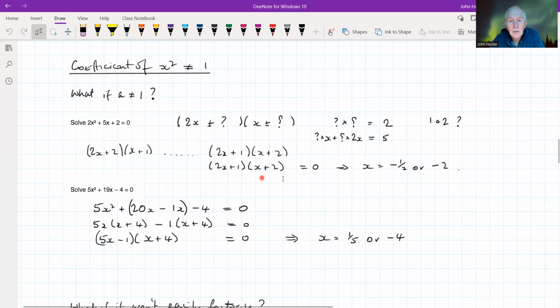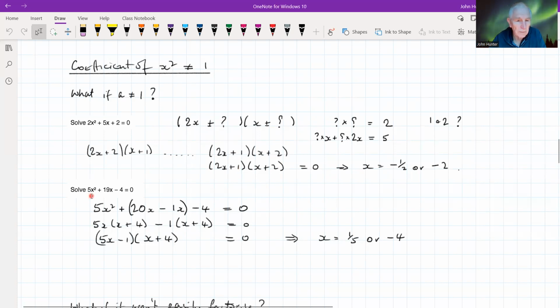And we can conclude from that that x equals minus a half, because if x equals minus a half, 2 times minus a half is minus 1, and minus 1 plus 1 is 0. And minus 2 for this part. So these are our solutions. Now there is a bit more of a process for doing this, and we'll cover that in a separate video.